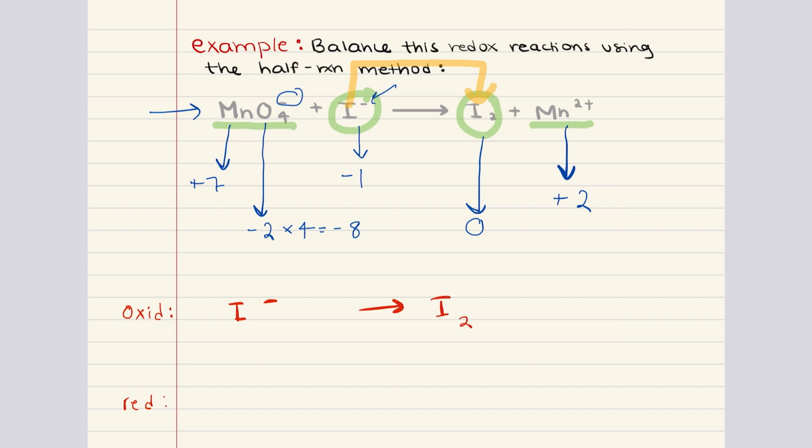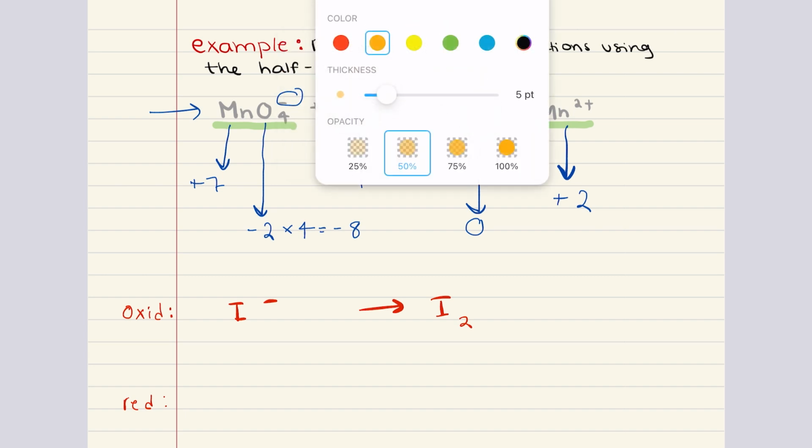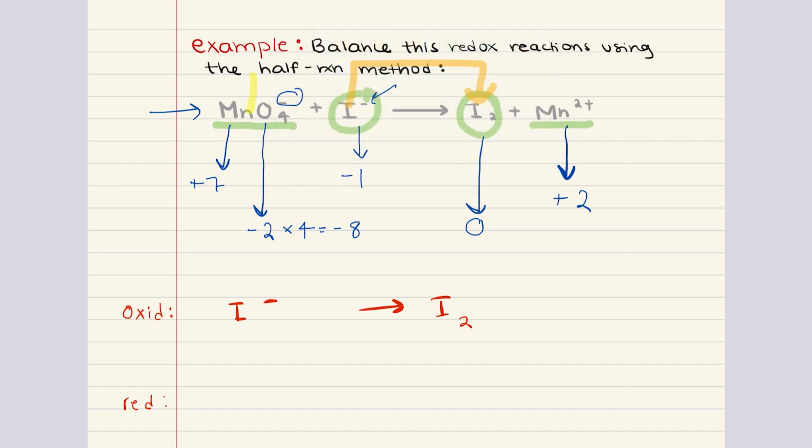Now, what about our reduction half reaction? Let's take a look at our permanganate ion and compare it to our manganese 2 ion. Here, manganese goes from +7 oxidation number to +2. It is gaining electrons. So this is our reduction half reaction. Now that we have that figured out, our next step is to go ahead and balance these half reactions.